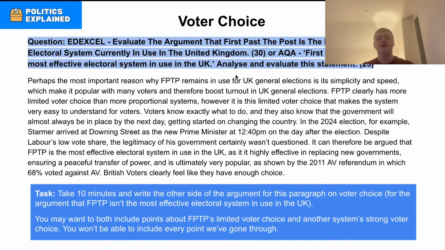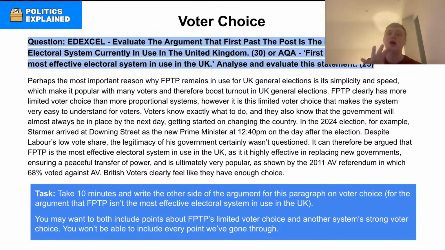Okay, so for the question, evaluate the view that first past the post is the most effective electoral system currently in use in the UK, or similar wording for AQA. I've written the first half of the paragraph. The most important reason why first past the post remains in use for UK general elections is its simplicity and speed, etc., etc. Look at the supplementary pack, first link in the description to have a look. A really useful task you can do is to write the second half of this paragraph. Just take 10 minutes, write the second half of this paragraph on voter choice, and also write that mini conclusion.